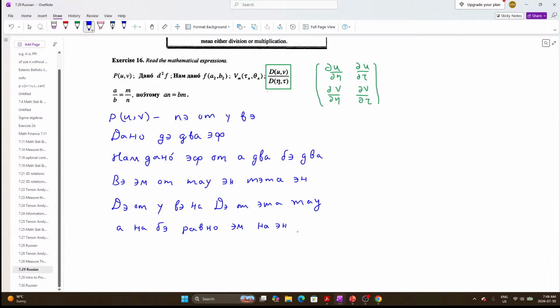Поэтому. It's the full sentence, by the way. Поэтому, therefore, поэтому А на Б равно М на N.